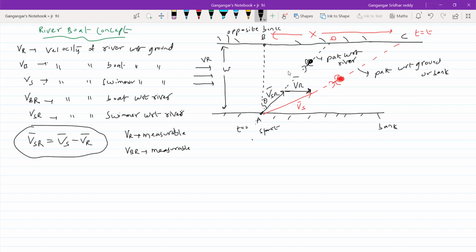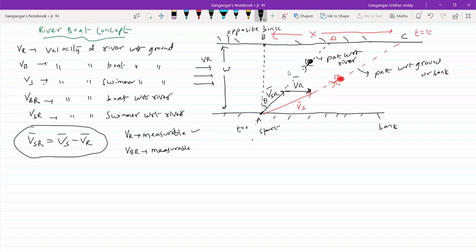VR is what? Velocity of river, measurable. With the help of fluid mechanics equipment, I can measure the velocity of the river current. There's no problem with this. What is VBR? Say a boat is moving in a river. I'll call the boatman: what is the velocity of your boat? You look at the speedometer of the boat, you say there's a speed, and you will also tell the direction in which you're moving. So VBR is measurable.